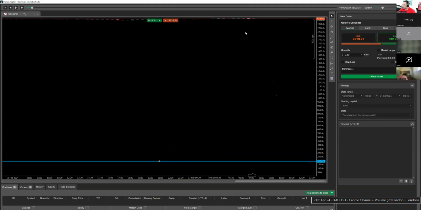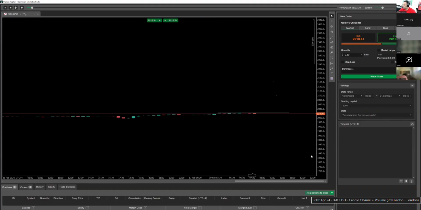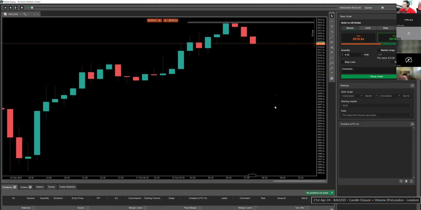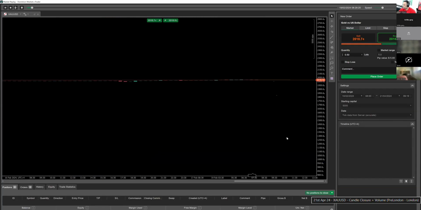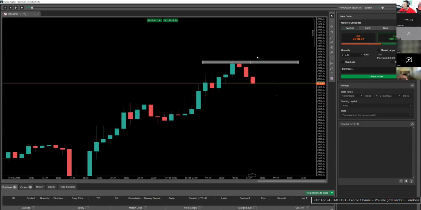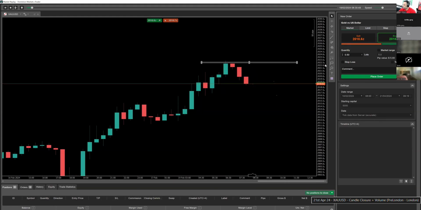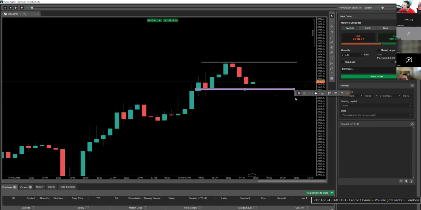And now since we have the resistance, we have to plot out the most recent support. Okay, what's going on over here? I guess we'll have to do it one by one. The most recent support will be right down over here.